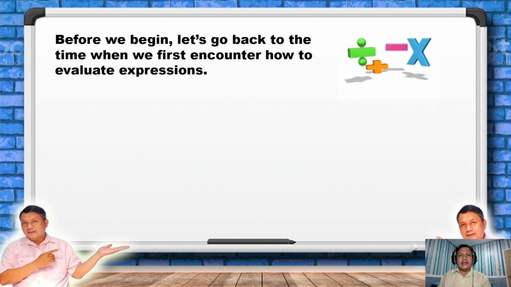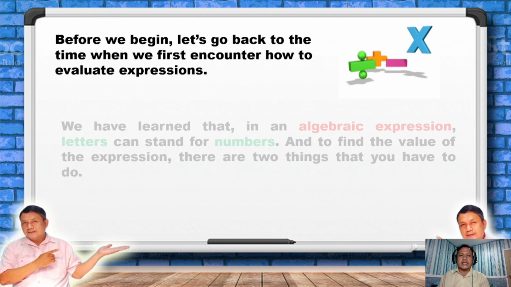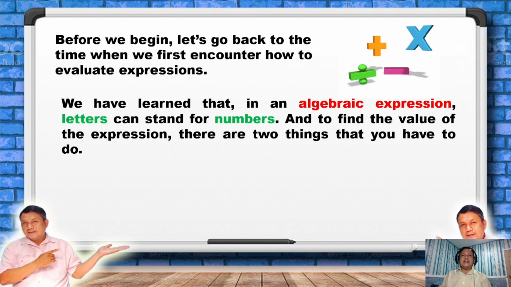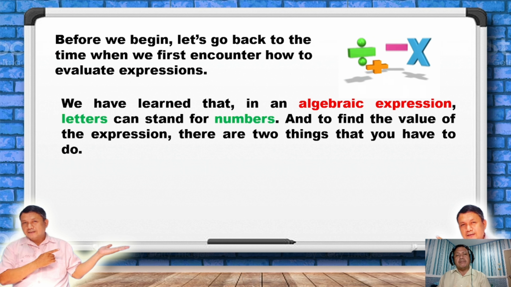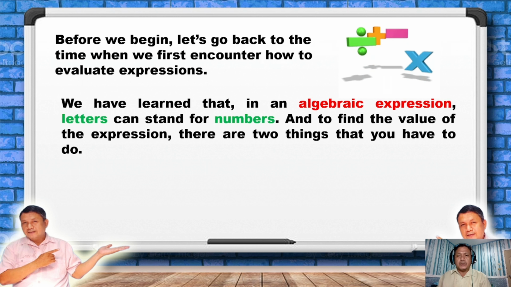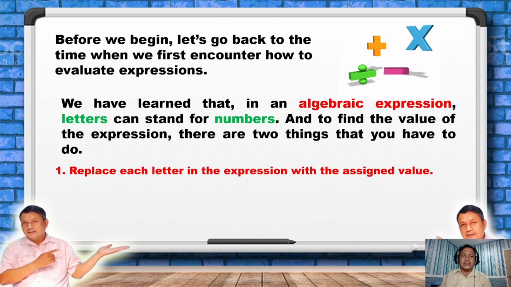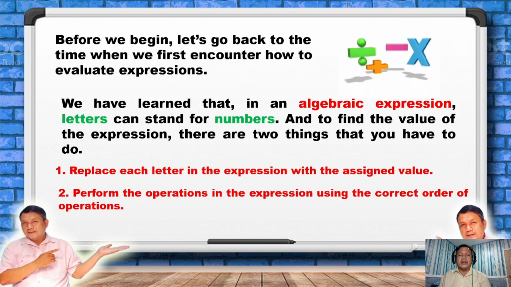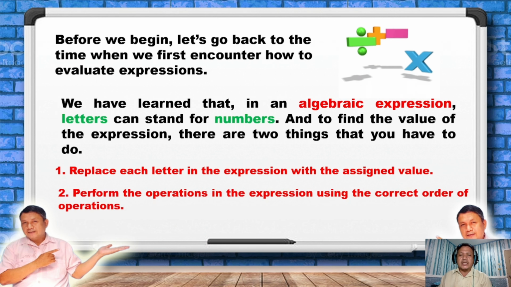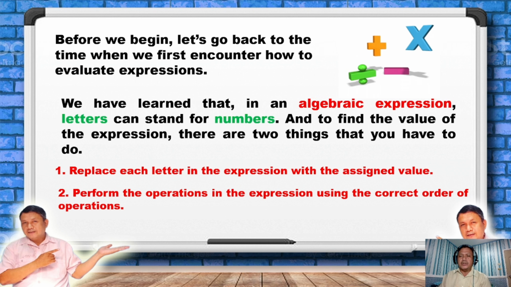Before we begin, let's go back to the time when we first encountered how to evaluate expressions. We have learned that in an algebraic expression, letters can stand for numbers. And to find the value of the expression, there are two things that you have to consider. Number 1, replace each letter in the expression with the assigned value. And number 2, perform the operations in the expression using the correct order of operations.